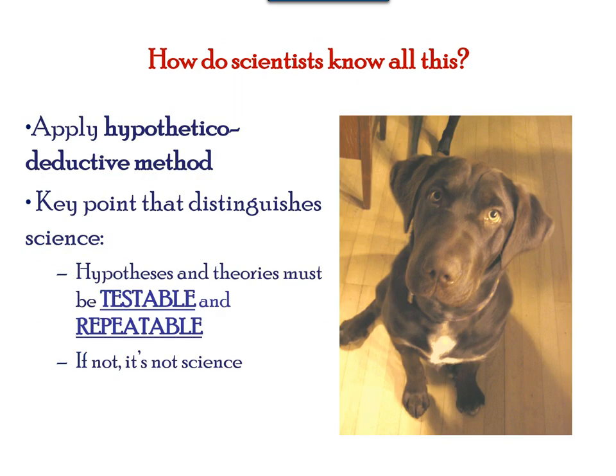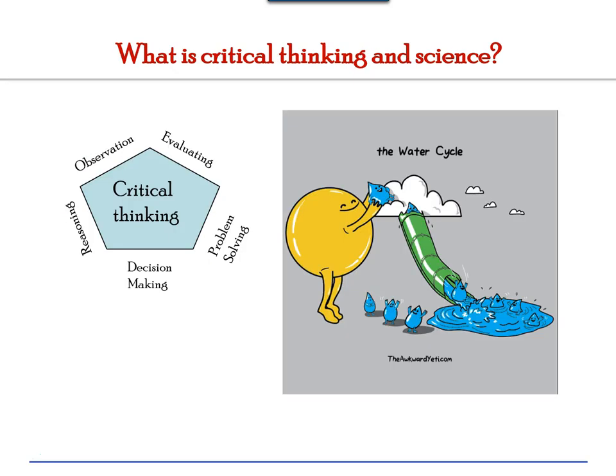Now, I want to quickly go over the process of how scientists apply hypothesis-based science and deductive reasoning, a way of logical thinking that uses a general principle or law to forecast specific results. Hypotheses and theories must be testable and repeatable. If not, it is not science. Science is a way of looking at the natural world.